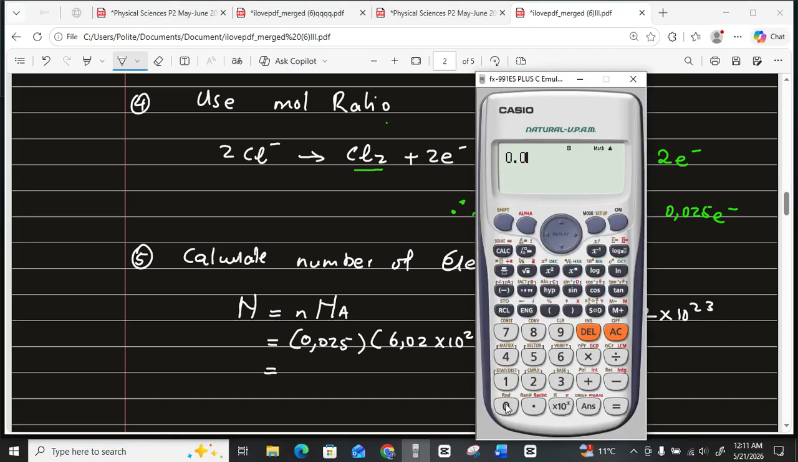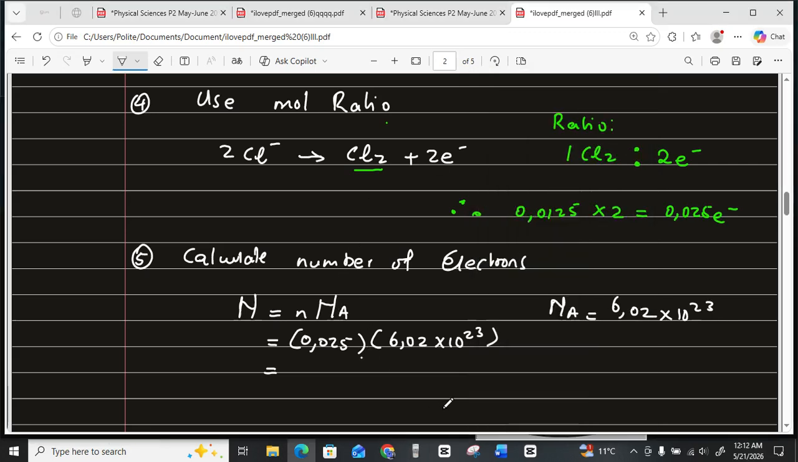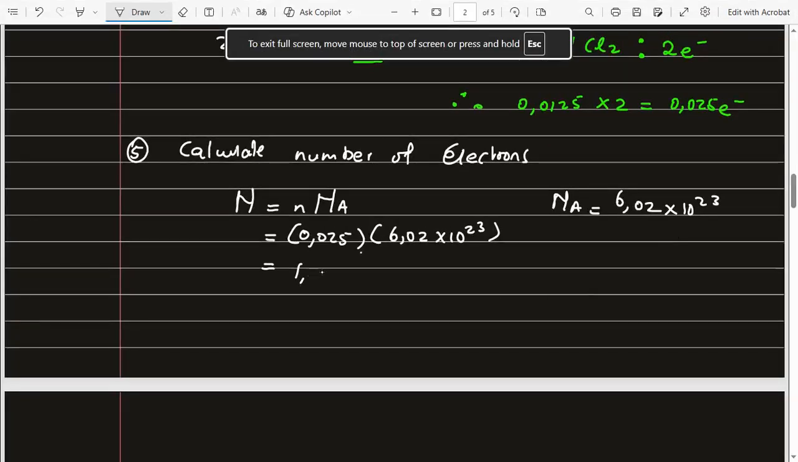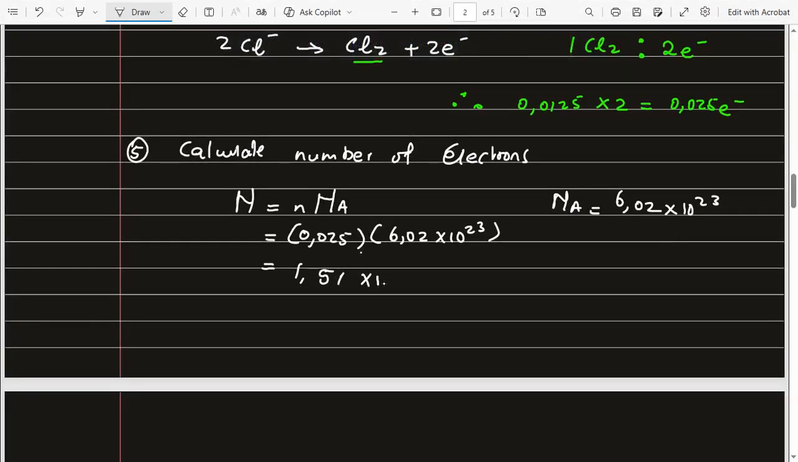So 0.025 multiplied by 6.02 times 10 to the power 23. I'm just going to put this inside the bracket and this inside the bracket and see what we get. 1.505. If we round it off, it's 1.51 times 10 to the power 22. And that's your final answer: 1.51 times 10 to the power 22.